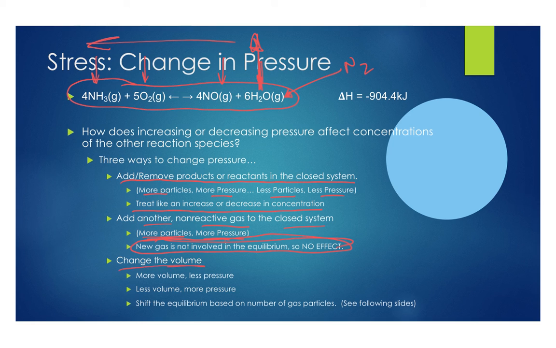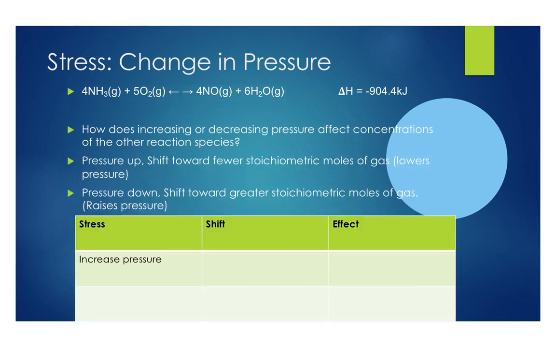The third way is the one that we most often think about, which is changing the volume. If I decrease the volume, there's more pressure. If I increase the volume, there is less pressure. We know that from our gas laws. The equilibrium in this particular case is going to shift based on the number of gas particles. What do I mean by that?